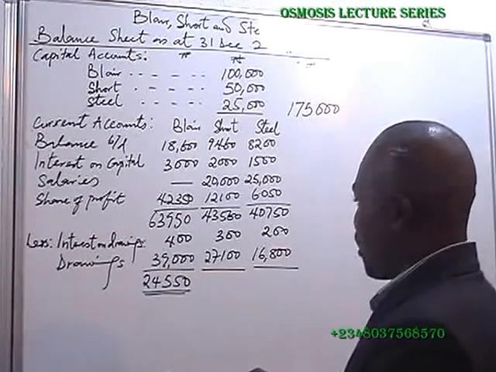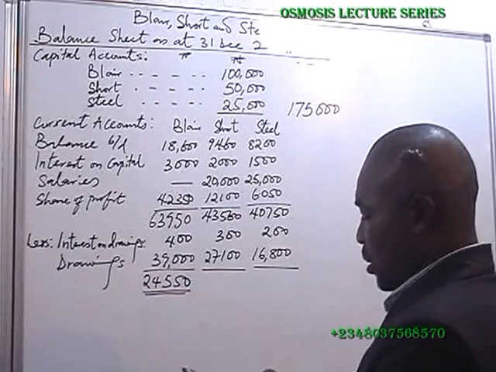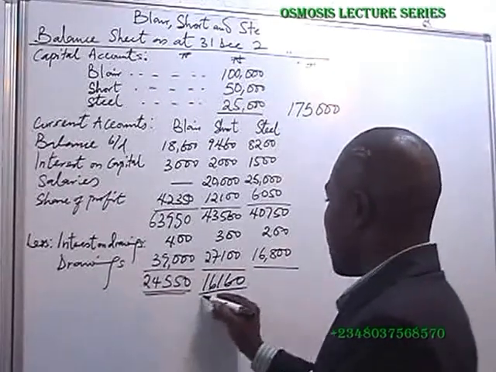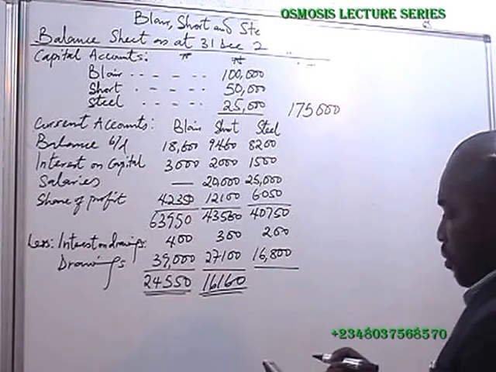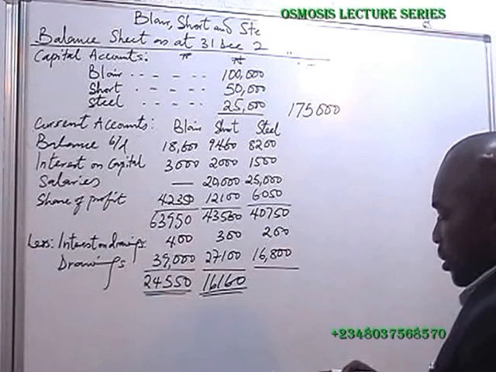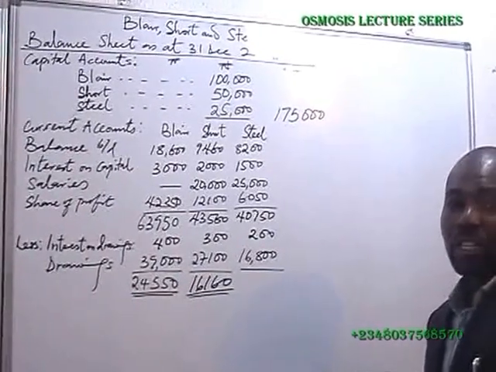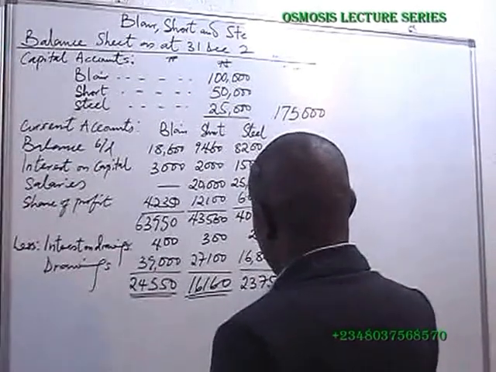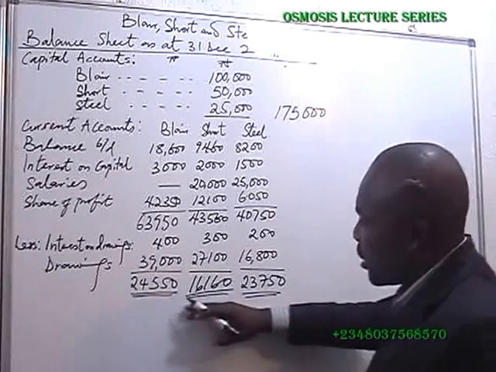So we have here 43,560 minus 300 minus 27,100. This is 16,160 naira. This is the balance of Short's current account. So here we are going to have 40,750 minus 200 minus 16,800. Here we are going to have the balance as 23,750 naira. So this is 23,750 naira.